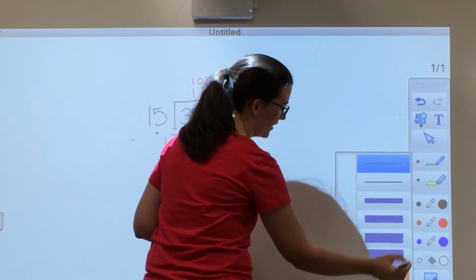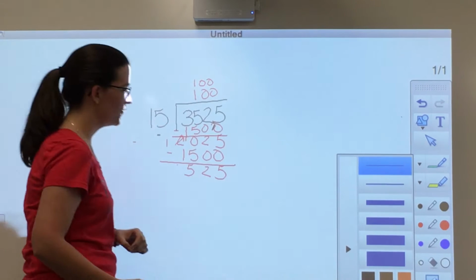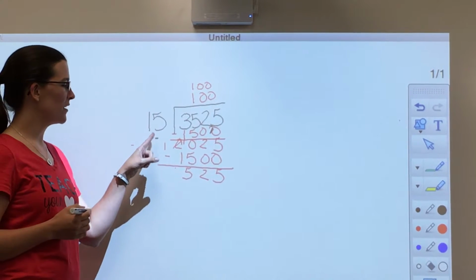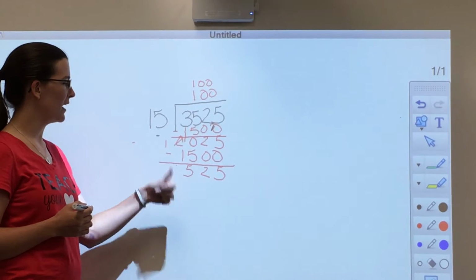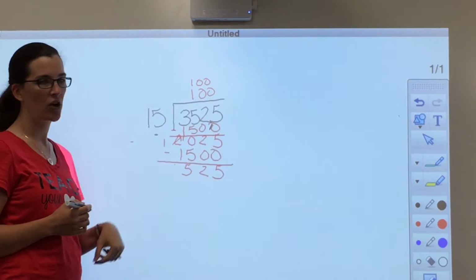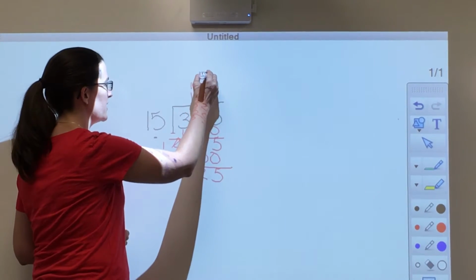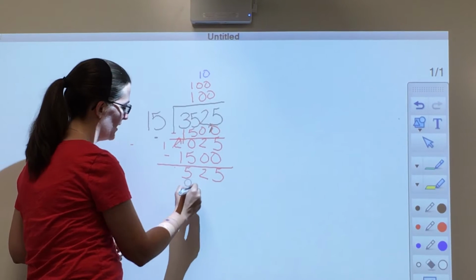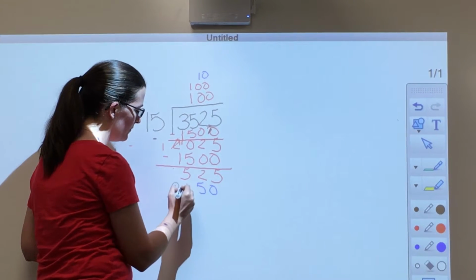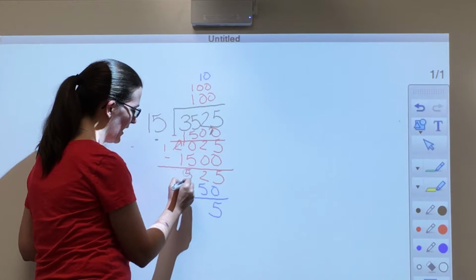I'm going to change my color here just so it's a little bit easier to follow. I'm going to ask myself again, what power of 10 can I multiply 15 by to take out the largest chunk? So now I'm going to use 10. 15 times 10 is 150. I'm going to subtract that out.